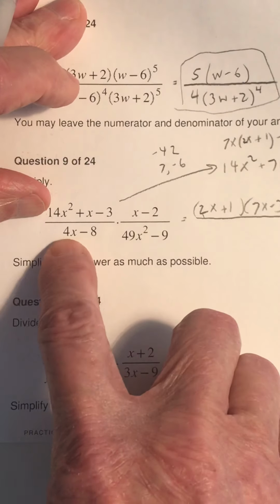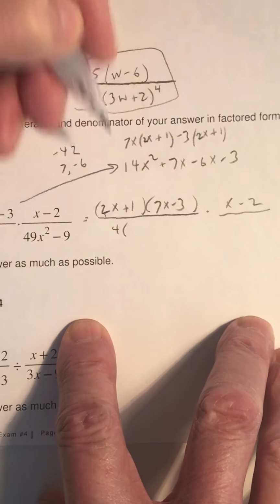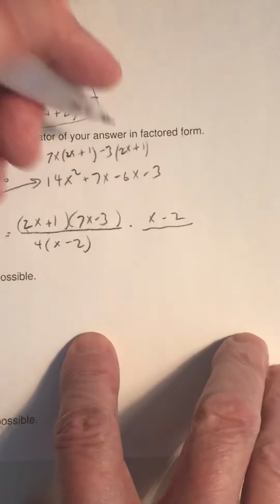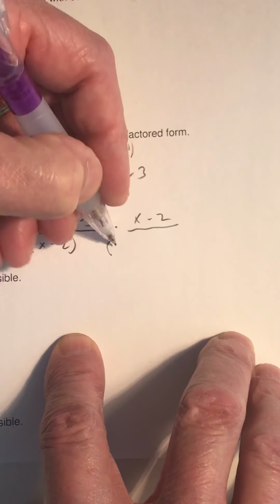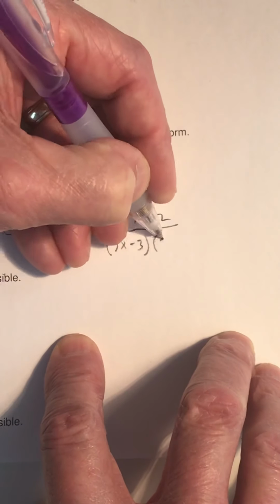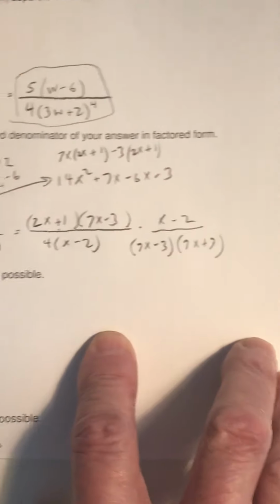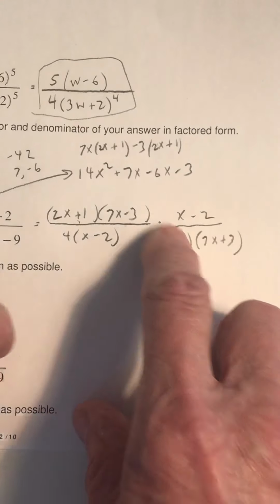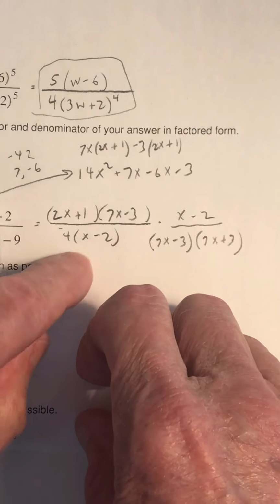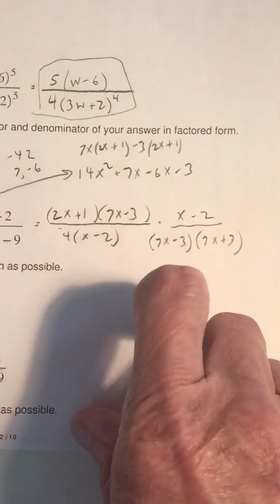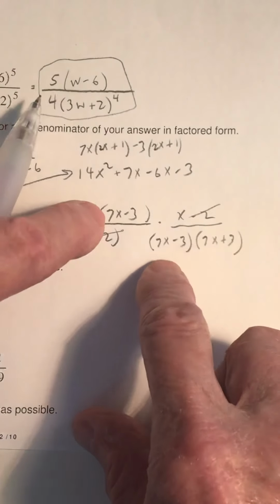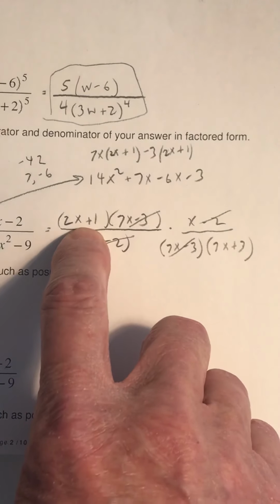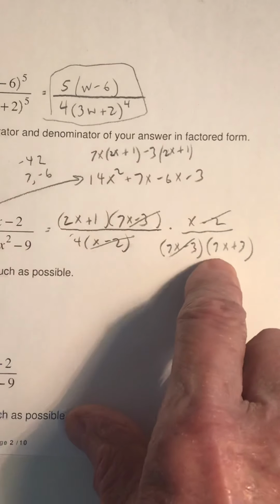Look at this denominator, we can factor out the 4. 4 times x minus 2. And this is not so bad, there's difference of squares, so that's 7x minus 3, 7x plus 3. Kind of sloppy work here, sorry, but these are perilous times. Here's a match we can cancel. Here's a match we can cancel. So what's left over for the answer? 2x plus 1 over 4 times 7x plus 3.